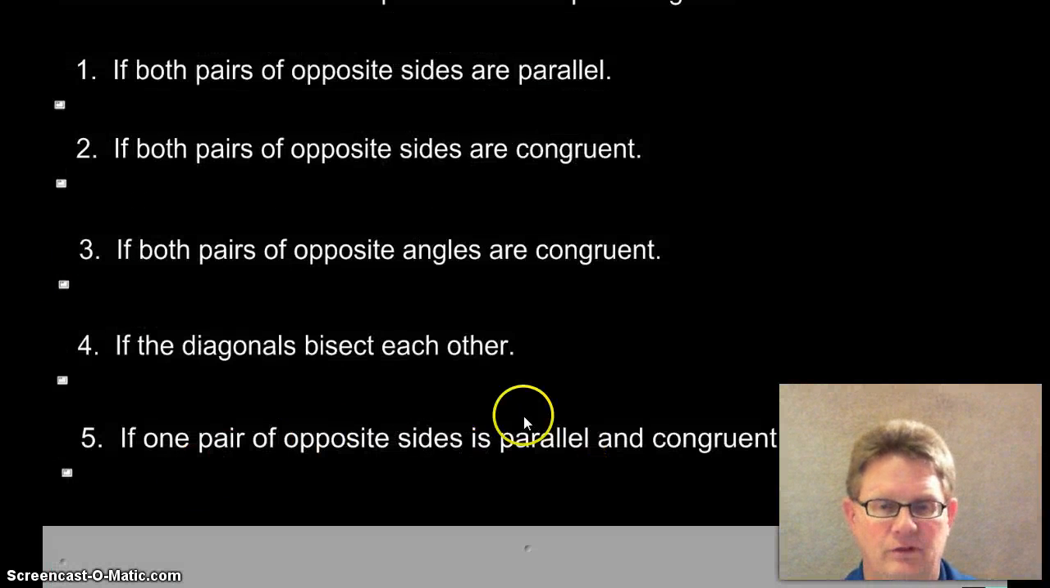So one pair of opposite sides parallel and congruent. And hey folks, that's all I've got. 5 different ways to show that a quadrilateral is a parallelogram. This will conclude Lesson 8.3 of Honors Geometry, proving that quadrilaterals are parallelograms.